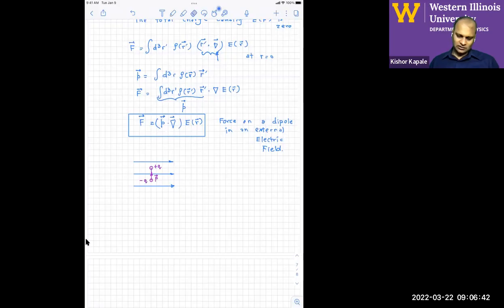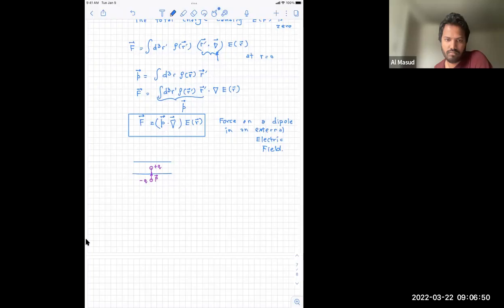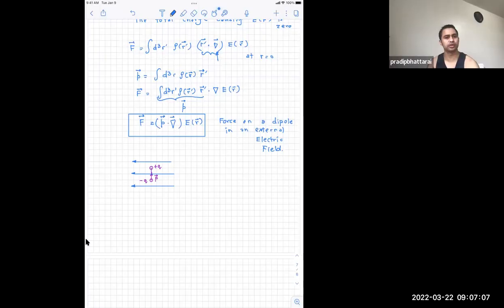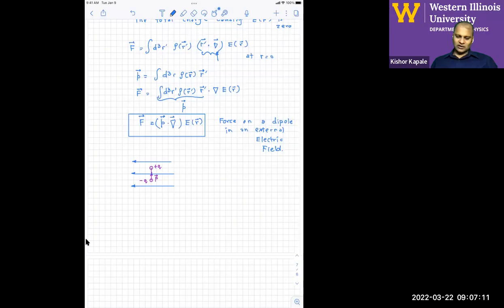Actually, maybe I should change the arrows here. Let's say the electric field is that way. So what would happen to the positive charge? Which way would it move? To the left or to the right? Opposite of the arrow for the positive charge.